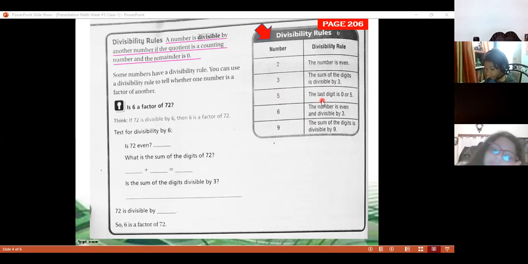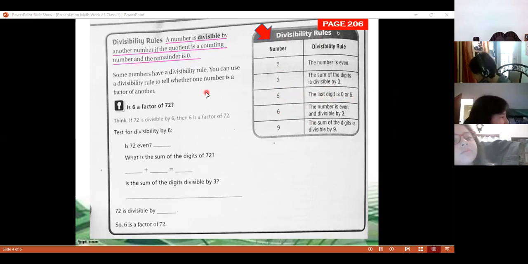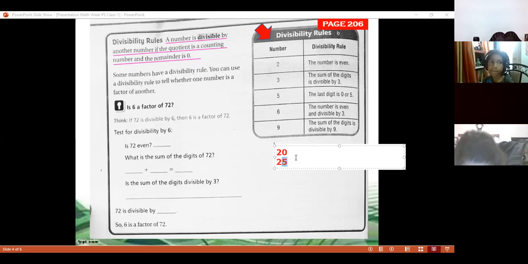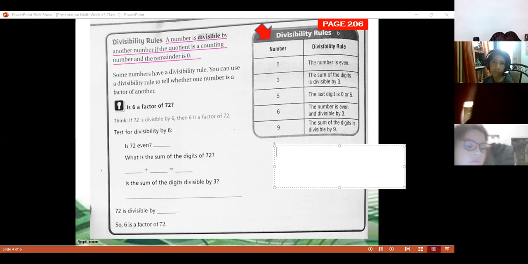Number 5. The last digit is 0 or 5. So numbers that end with 0 or 5 are divisible by 5. For example, 20 ends with 0, so it can be divided by 5. Like 25, this number ends in 5. So I can divide 25 by 5 or 20 by 5. For example, 100 ends with 0. 35 actually is divisible by 5. So numbers that end with 0 or with 5.